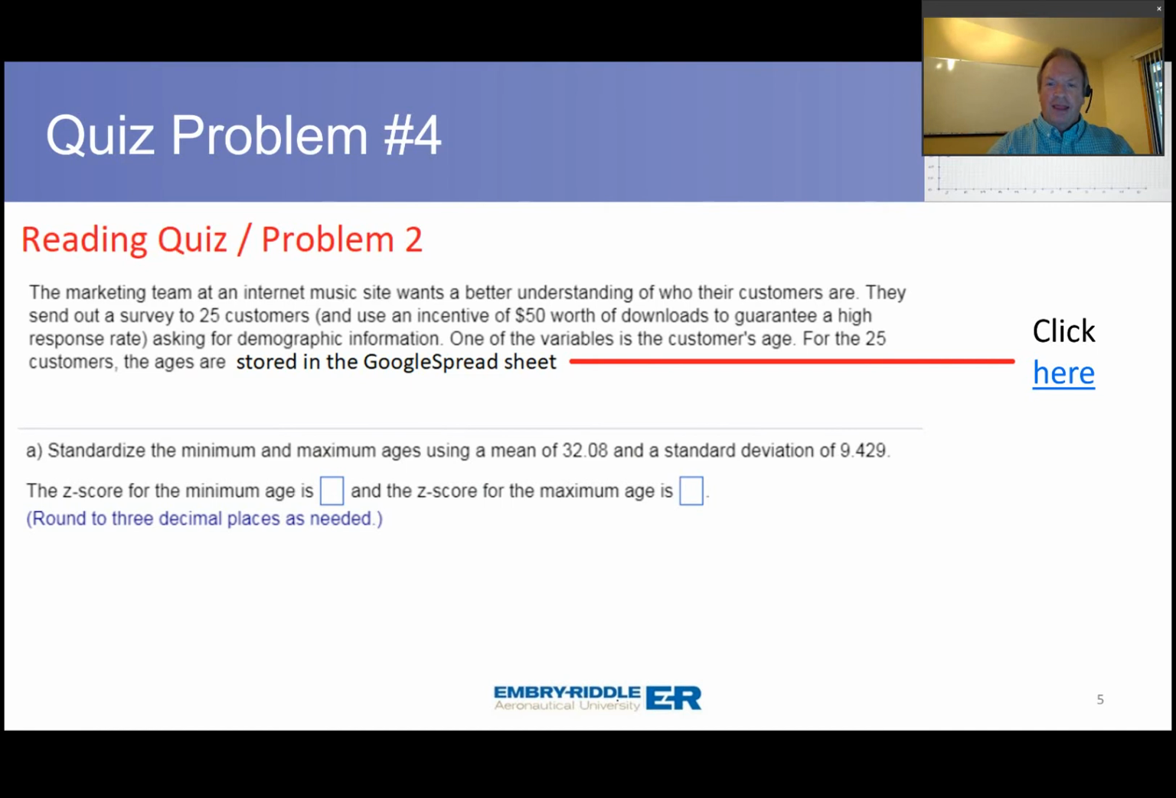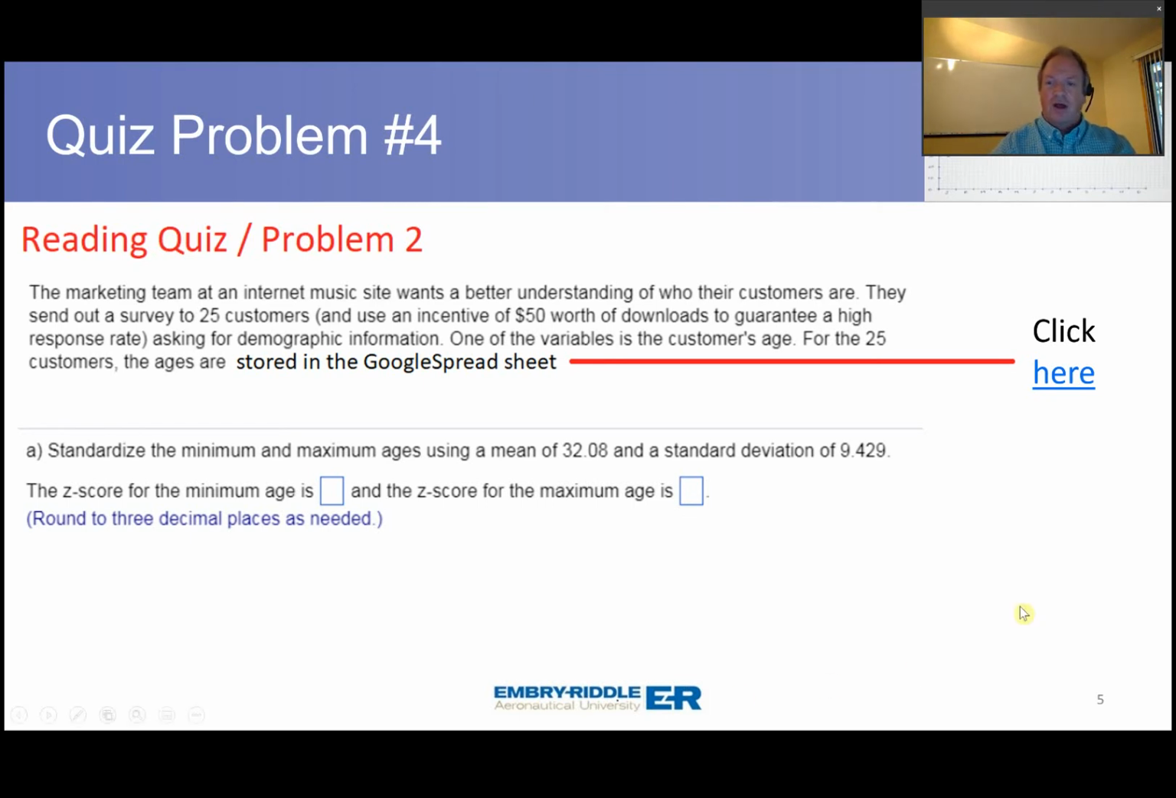So let's go ahead and look at this particular reading quiz problem. This is actually reading quiz problem number 4. Just ignore the 2. I'll take that out in your version. And suppose we are part of a marketing team at an internet music store. We want to get to know our customers better, so we send out a survey and collect demographic information on them. And obviously, a really important variable when we're talking about musical tastes is the customer's age.